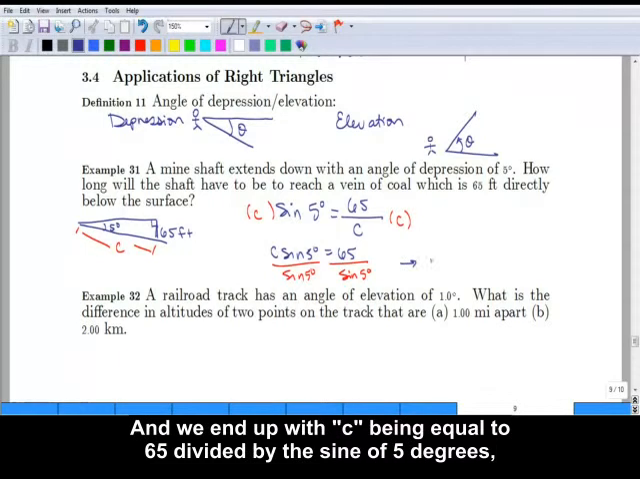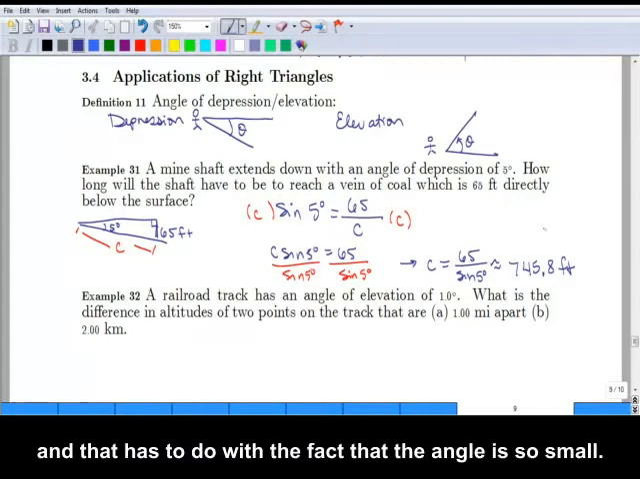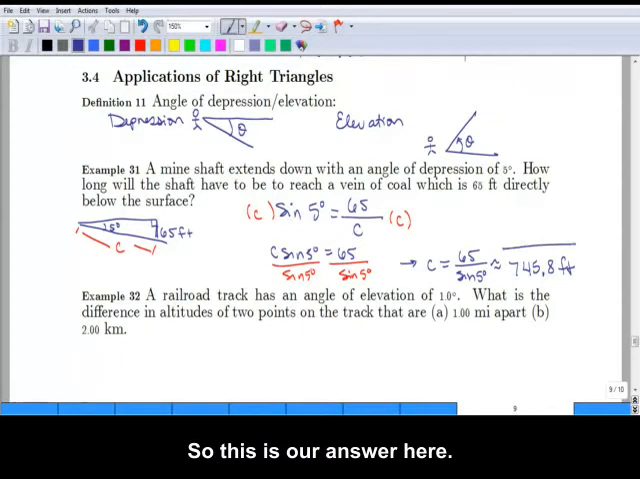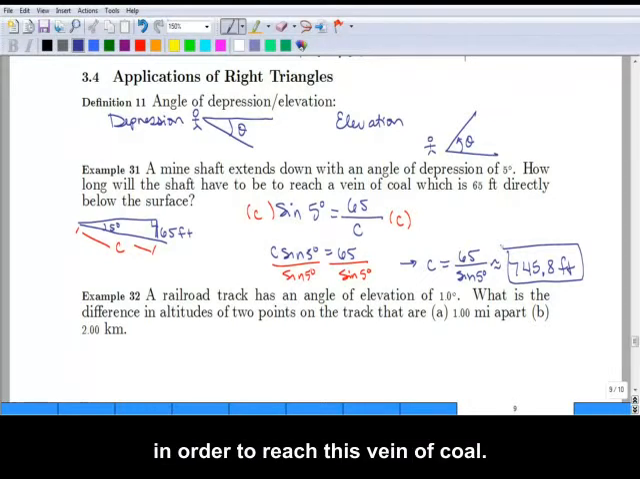and we end up with C being equal to 65 divided by the sine of 5 degrees, which is approximately 745.8 feet. So this is a rather long shaft, and that has to do with the fact that the angle is so small. So this is our answer here. This is how long the shaft would have to be in order to reach this vein of coal.